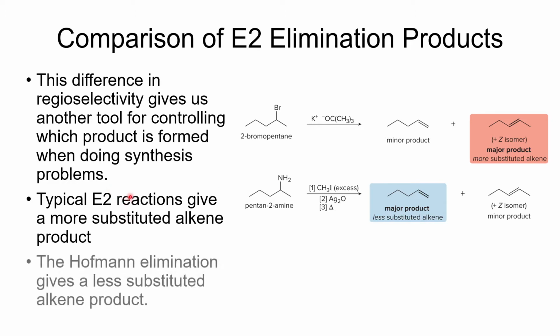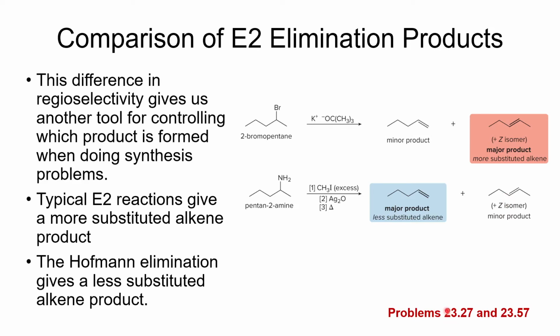But in the Hofmann elimination, our product is not going to be Zaitsev. It's going to be where we get the less substituted product. So again, we convert this into a good leaving group. We create the hydroxide, we heat it up, and we're going to get our less substituted alkene as our product, and our minor product will be a little bit of the more substituted product.